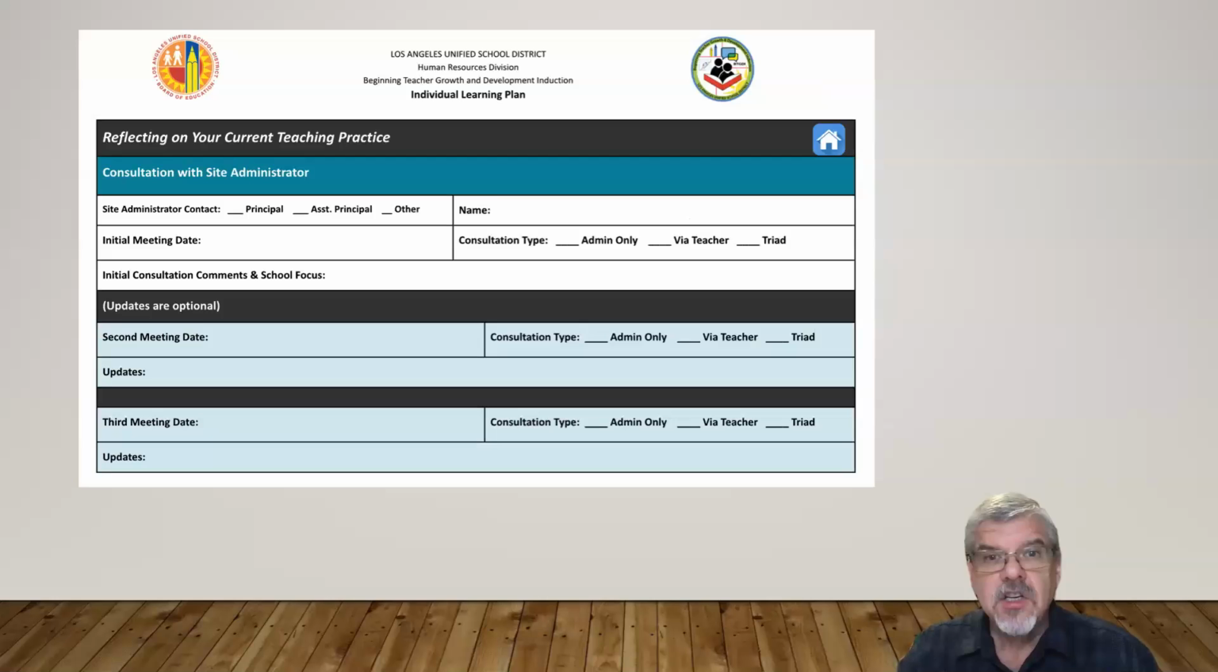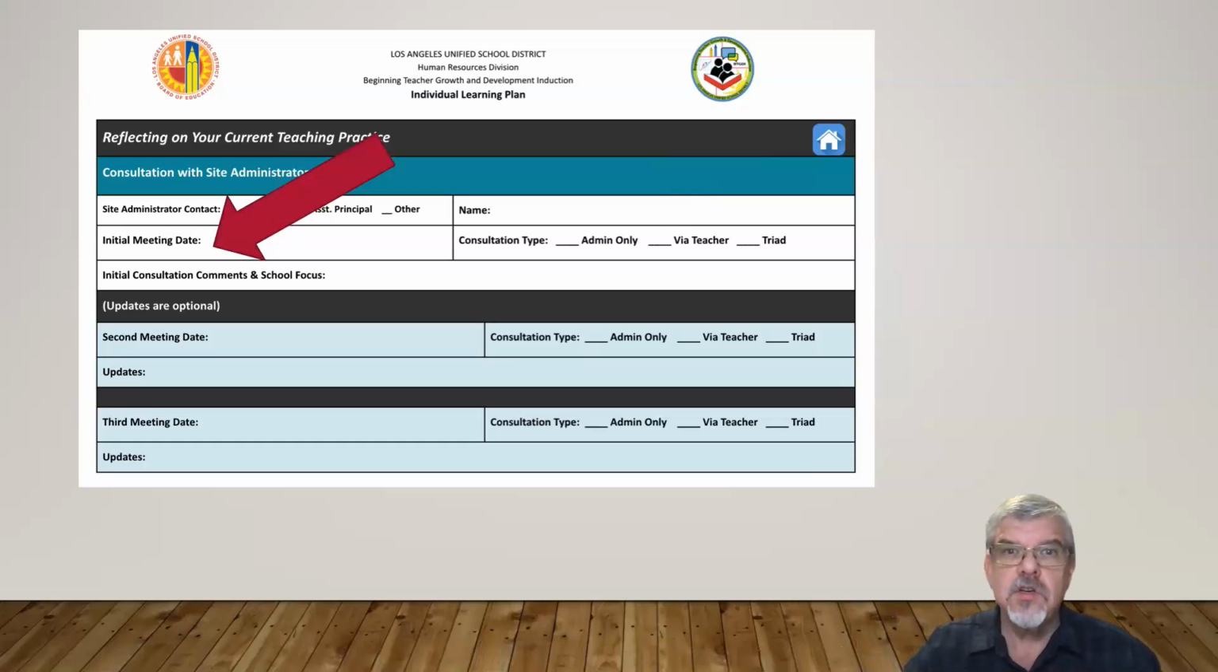So this is the section, I believe it's slide 12 on our ILP that you're going to fill out. The first thing is to identify who is the administrator that you had this discussion with, and then what is their name, first and last name, please. What is this initial meeting date? We'd like this date to be, if possible, before the end of the first semester. It is on the evidence of application checklist, so we like to get this information before the winter break.